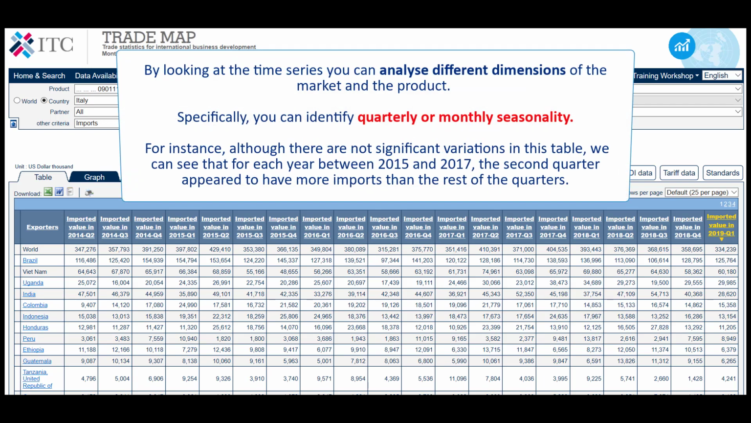By looking at the time series, you can analyze different dimensions of the market and the product. Specifically, you can identify quarterly or monthly seasonality. For instance, although there are not significant variations in this table, we can see that for each year between 2015 and 2017, the second quarter appeared to have more imports than the rest of the quarters.